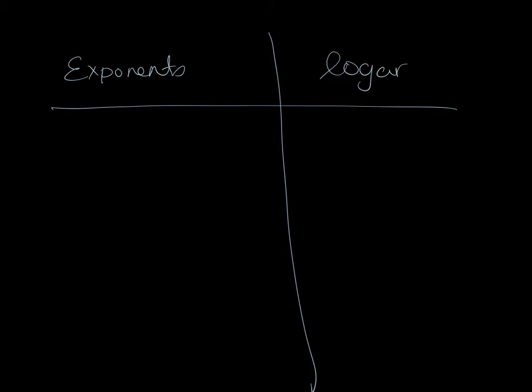Okay, one more rule. So we're going to put exponents on this side. I'm going to put logarithms on this side. Okay, so for exponents, this one's a little bit harder. Right now we have the power rule. So when we have something like this, essentially what's happening is that we're writing x cubed 7 times.